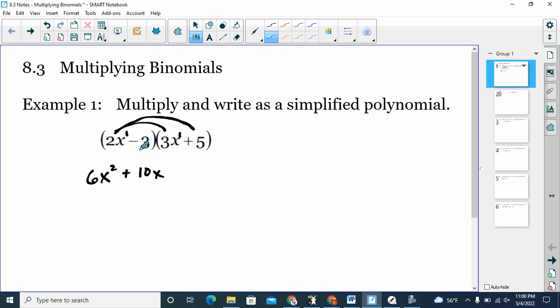The next term is this negative 3, and I'm going to multiply the negative 3 times each one of these. Negative 3 times 3x. Negative 3 times positive 3 is negative 9x. And I've got negative 3 times positive 5. Negative times positive should be minus. 3 times 5 is 15.